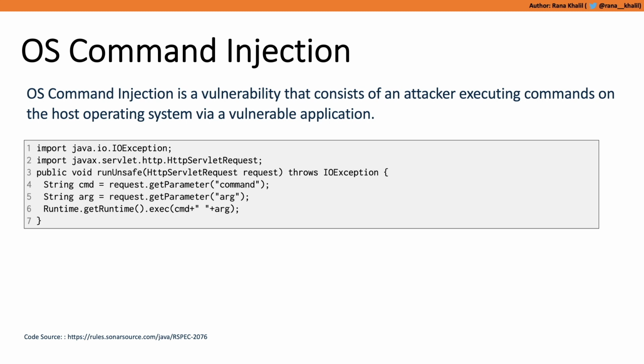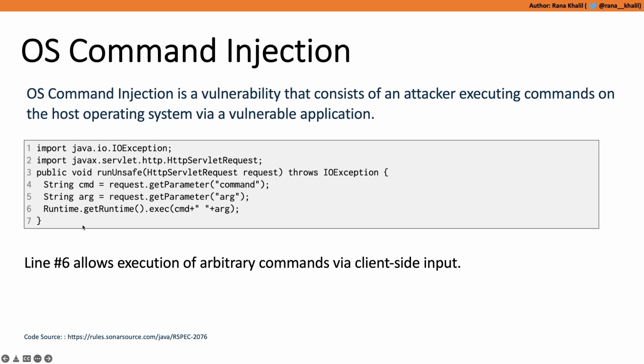Alright, from a backend code perspective, how can this vulnerability be introduced into your application? Well, if you allow execution of operating system commands using functions like the exec function, and you do not validate client-side user input, then you're vulnerable to command injection. So if we look at our example over here, we've got line number 6 running the exec function, which allows you to run system commands, and it takes in two parameters. The cmd parameter adds a space to it, and then it takes in another parameter called the arg parameter.